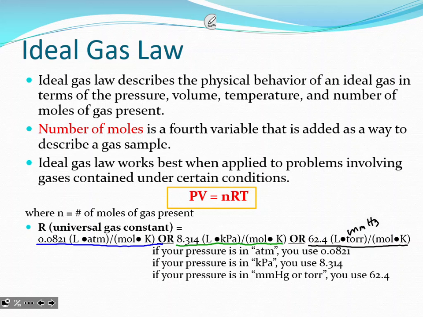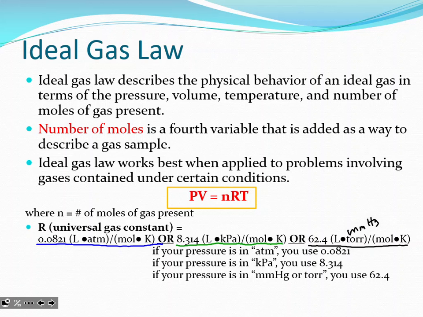Each one of them has moles per Kelvin. Each one of them has liters. The pressures are different between each value, so that's what's going to dictate which R value you should use. So look at your pressure measurement in your problem to decide which R to choose. If my pressure in the problem happens to be ATM, I'm going to use the 0.0821 number. If the pressure in my problem was millimeters of mercury, I'd use the 62.4. Just depends, you have to select it.